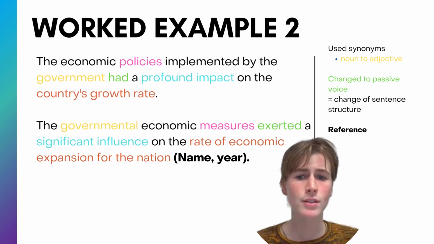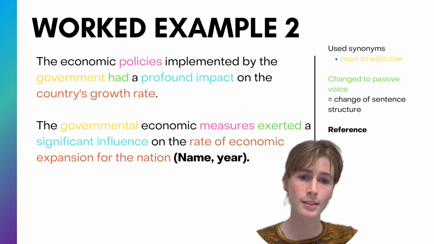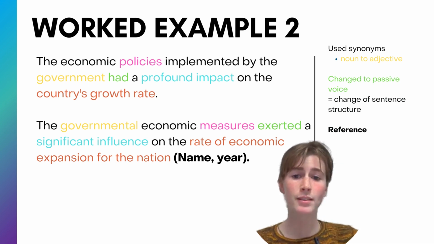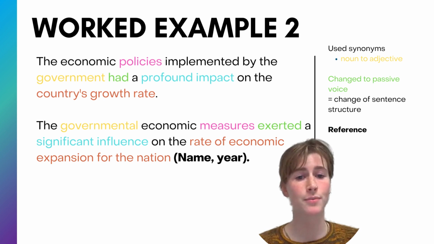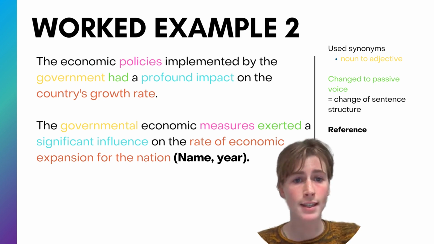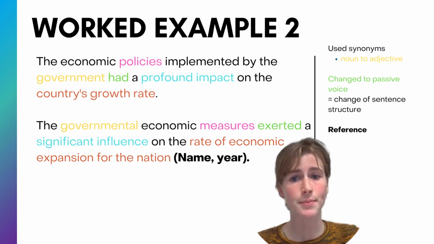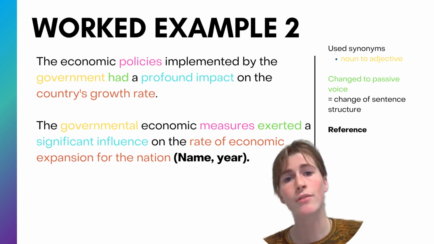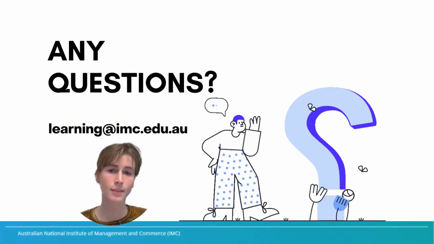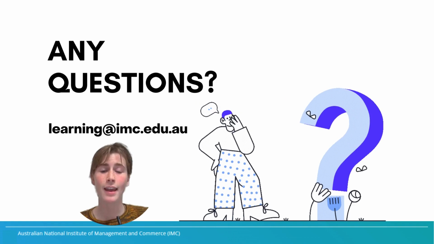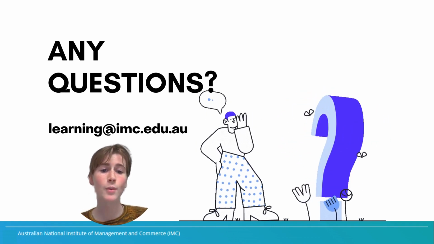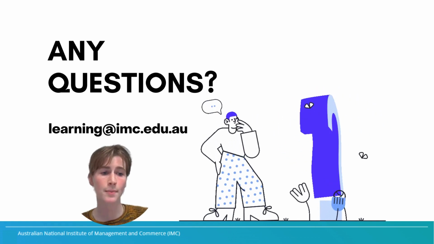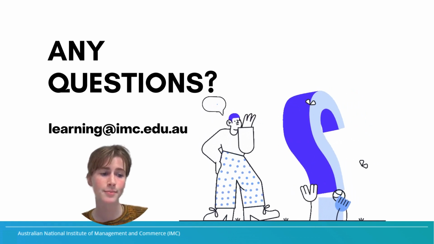There's one special synonym we've used. Can you tell which one it is? It's government to governmental. We've changed a noun to an adjective, which means that our paraphrase sentence now uses passive voice. And of course, we've added a reference at the bottom. This is a lot to take in, and if English isn't your first language, this might be quite tricky. So if you have any questions, you're welcome to email me. My email's up on the screen.